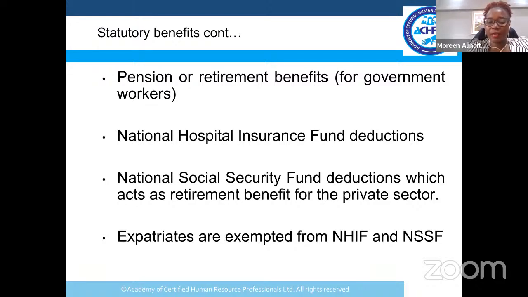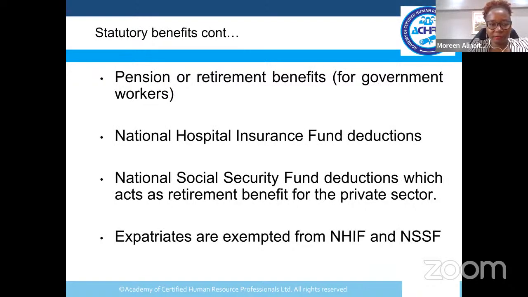Expatriates are exempted from NHIF and NSSF. Why is this? Because these are persons who have just come for a particular time in Kenya to conduct specific types of contracts or employment. And these are people who are not expected to retire in Kenya. So they are exempted according to the Act from NHIF and NSSF.